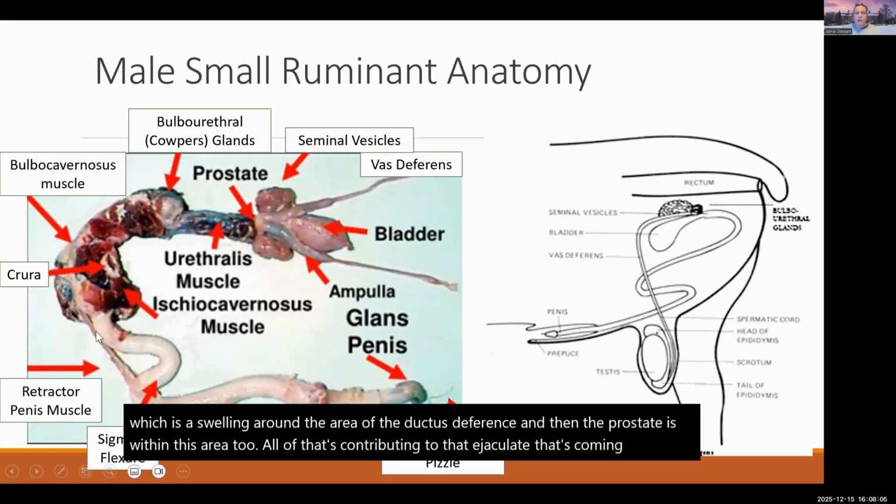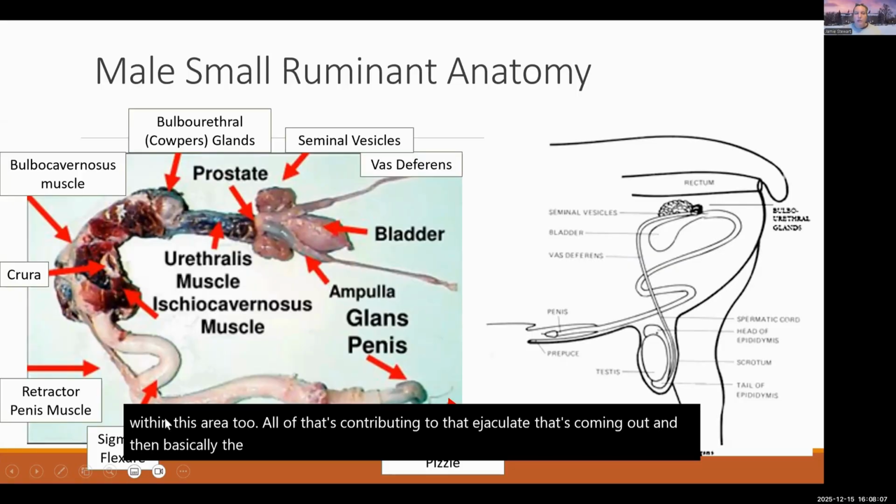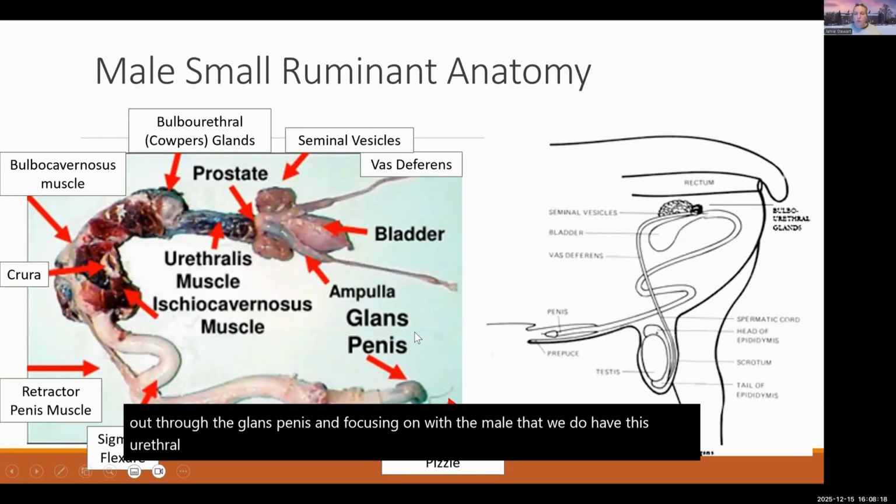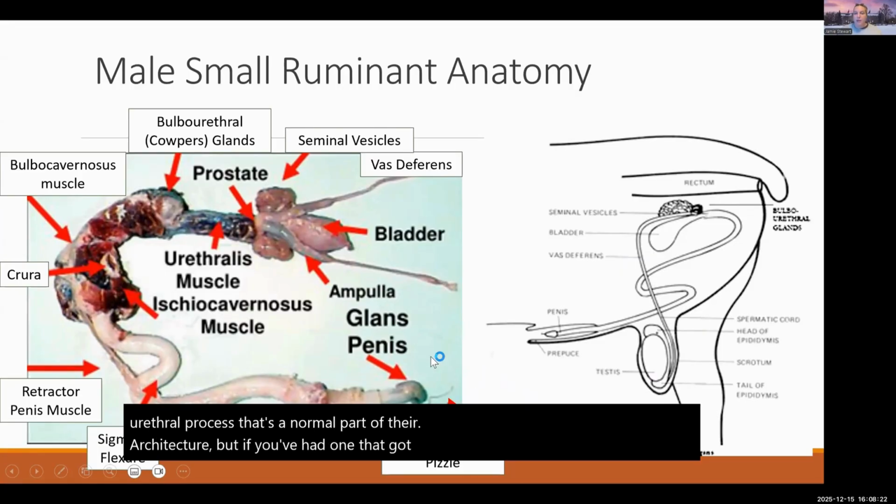And then basically the urethra travels all the way down here until it eventually comes out through the glans penis. And focusing on the male, we do have this urethral process that's a normal part of their architecture, but if you've had one that got blocked and had to get cut off, they can still naturally breed normally.